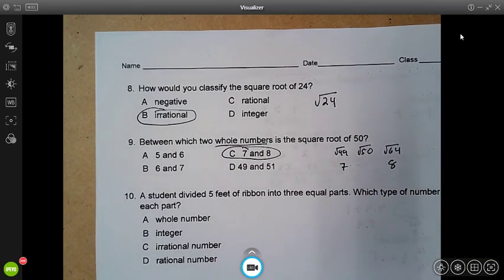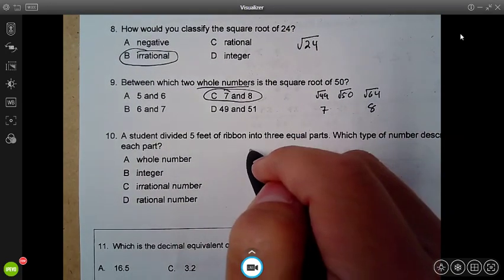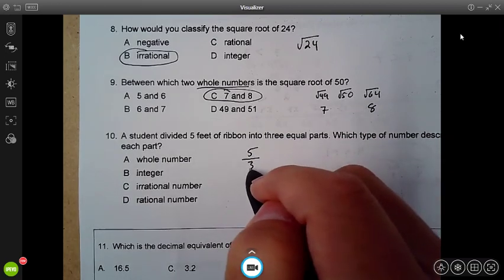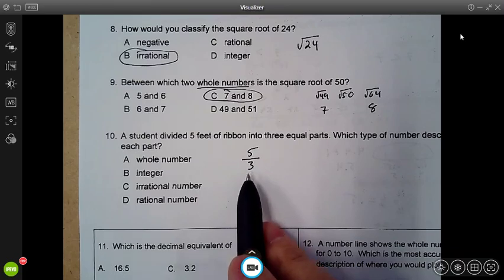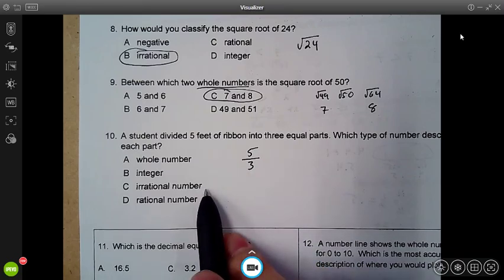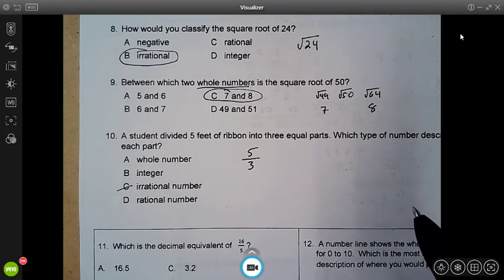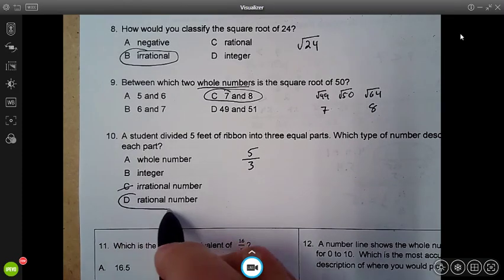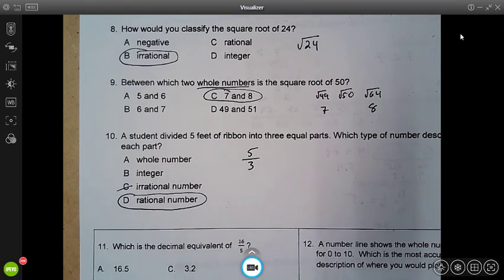Okay. Number 10, a student divided a 5-foot ribbon into 3 equal parts, 5 over 3. What type of number describes the length of each part? Well, it's not an irrational number. It's not going to be C. It doesn't have one of our 3 indicators: the 3 dots, pi, or square root of an imperfect square. So since it's not irrational, it has to be rational. Whole numbers and integers, when simplified, won't show a fraction, a decimal, or a square root. We see a fraction here, so it's just a rational number.